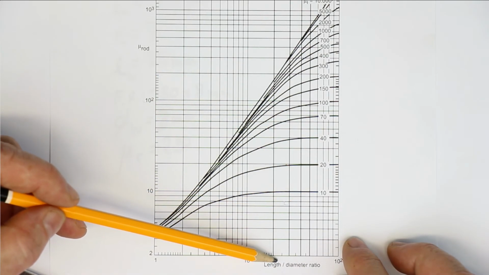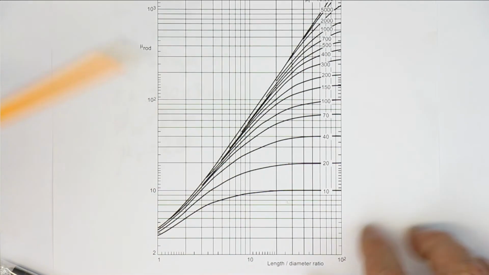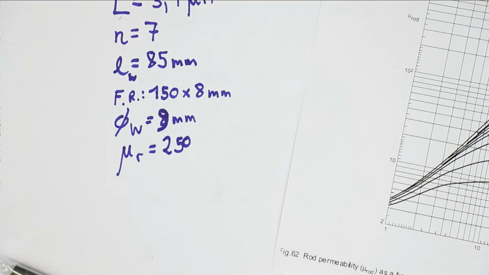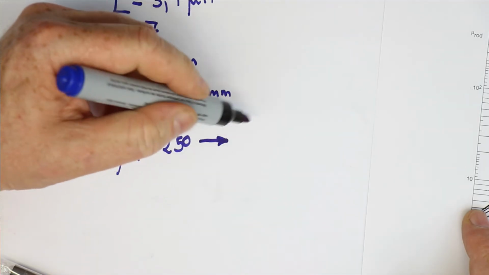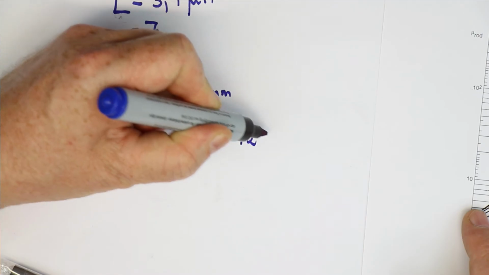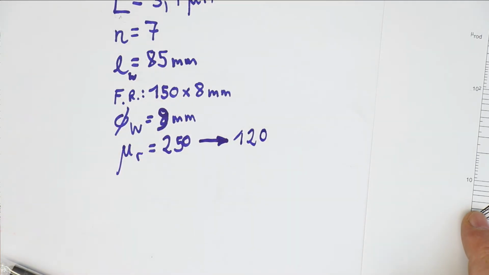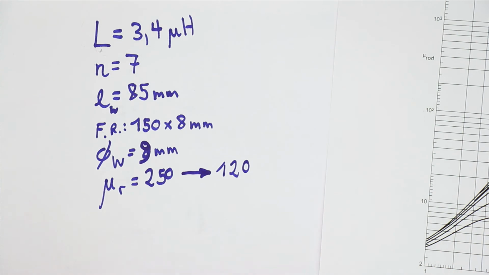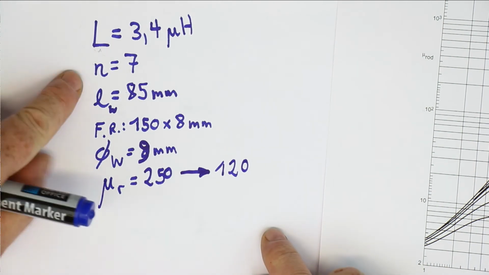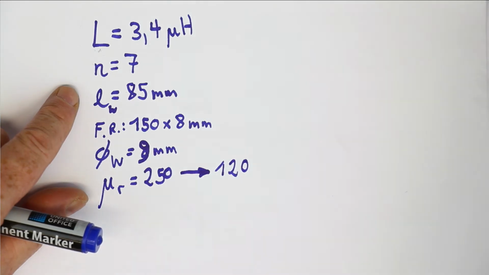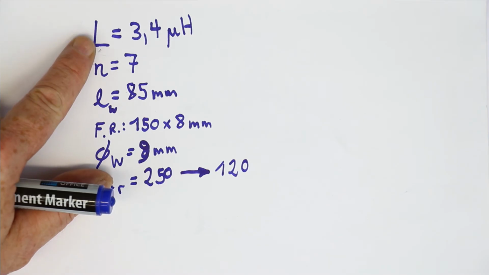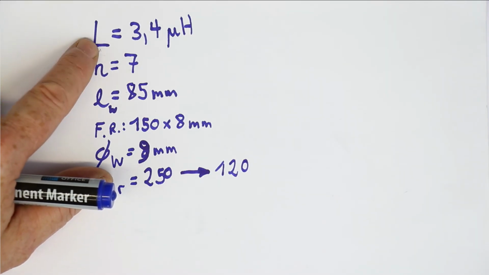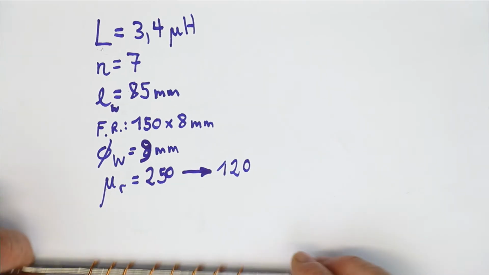So let's take this into account, and let's say that in our Excel spreadsheet we use only 120. And now let's put these values into our Excel spreadsheet and see if we really get also a calculated value of inductance of 3.4 microhenry.